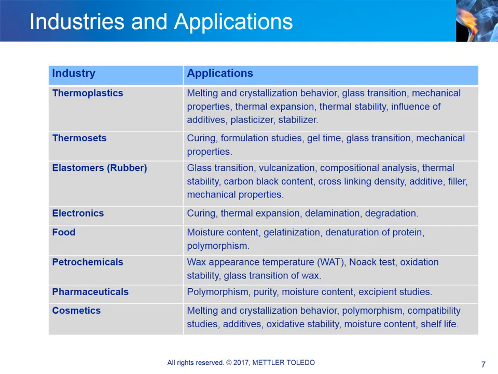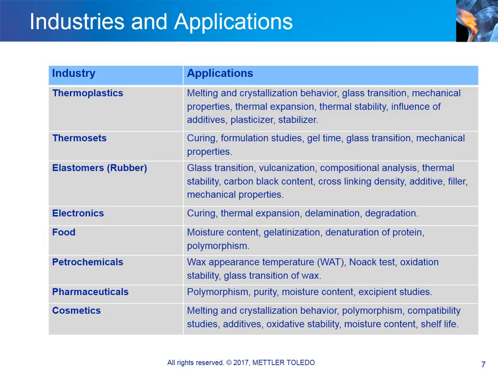The table lists the most important industries for thermal analysis and their corresponding applications. For instance, knowledge of melting and crystallization behavior is important for identifying materials in the plastics industry. For thermosets or adhesives, gelation or curing times at different temperatures are critical parameters that affect their daily use.